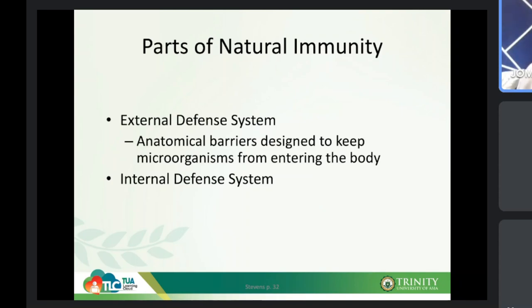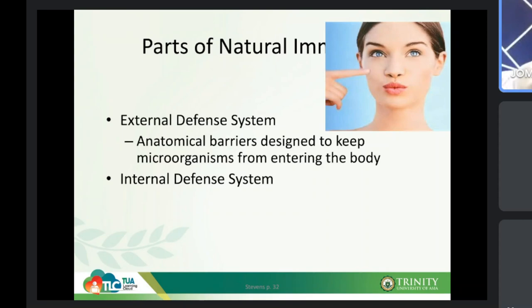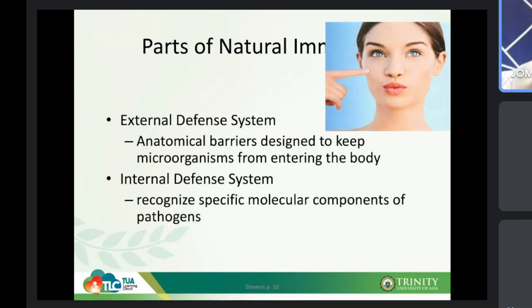Aside from the external defense system, we also have your internal defense system. Here the cellular and the humoral are the soluble components of our immune system. Last time, we already started discussing the different acute phase reactants, so I hope you also finished that part of the video. Acute phase reactants are internal defense systems found inside our body. If you are reading other books, as mentioned in Stevens and other references, they consider the internal defense system as the second line of defense. The first line of defense are the external ones. The second line of defense are the internal defense systems, which are usually mechanisms of our body that are able to recognize specific molecular components of a particular pathogen.